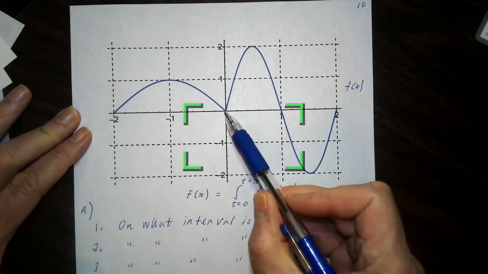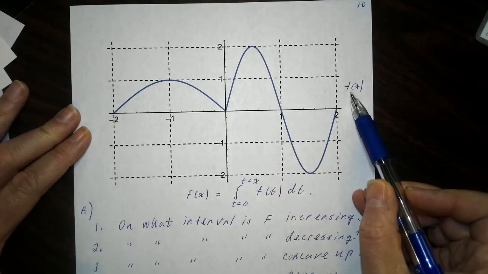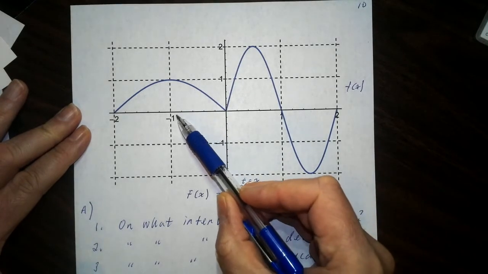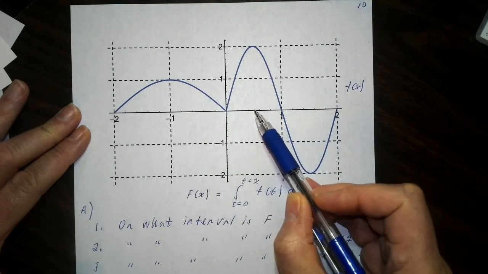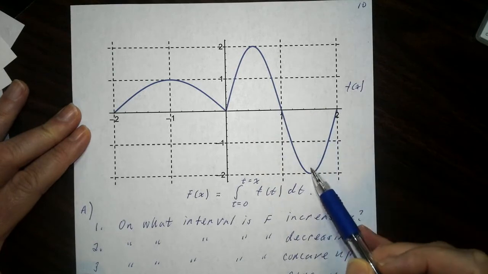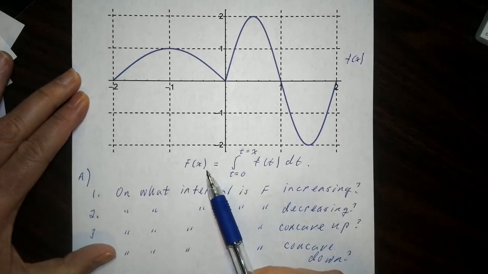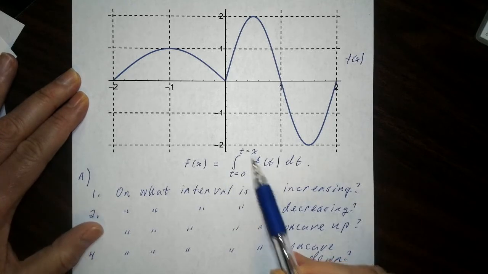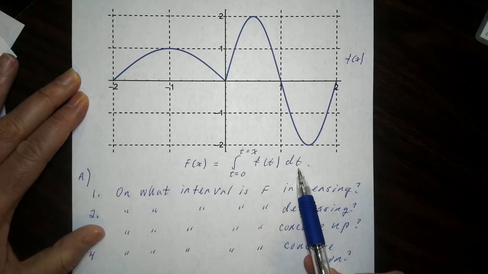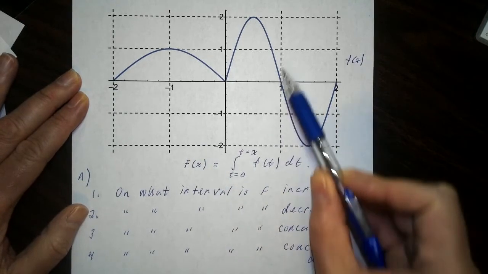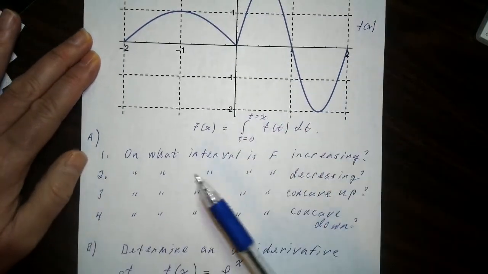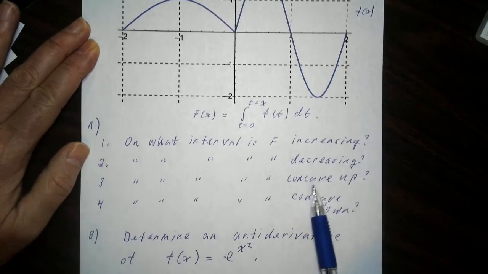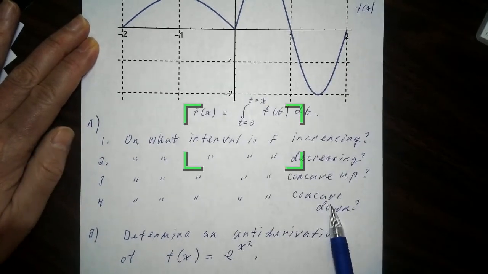I have this function, little f, 1, 2, so on and so forth. You can assume that there's a maximum at -1 and at 1/2 and a minimum at 1.5. And we'll define the area function capital F to be the integral from 0 to x of little f of t dt. So it's the area accumulation function associated with this graph. On what interval is capital F increasing? Where is it decreasing? Where is it concave up? Where is it concave down?